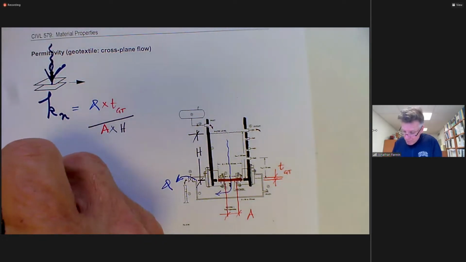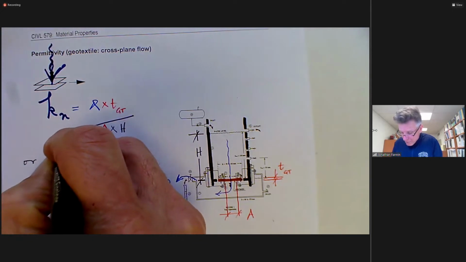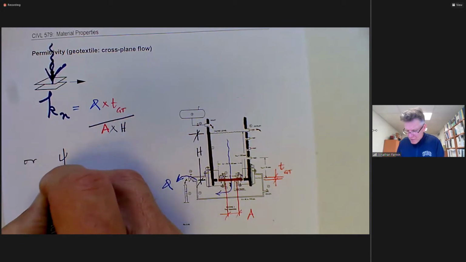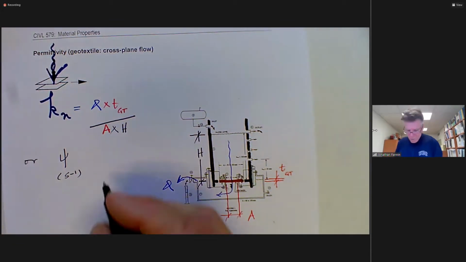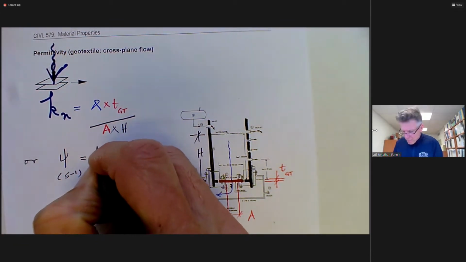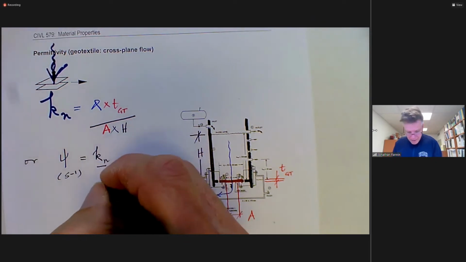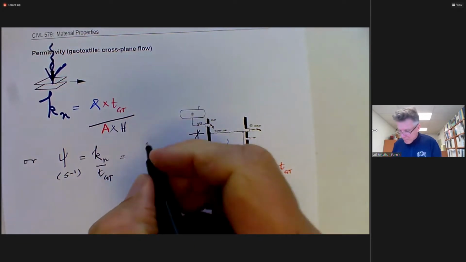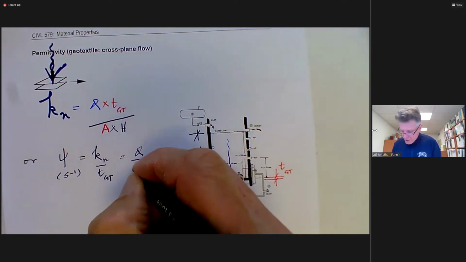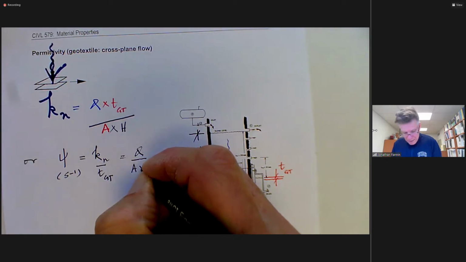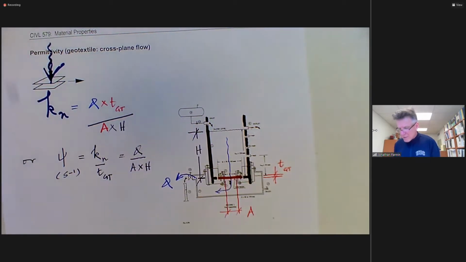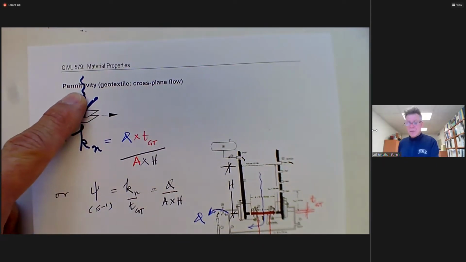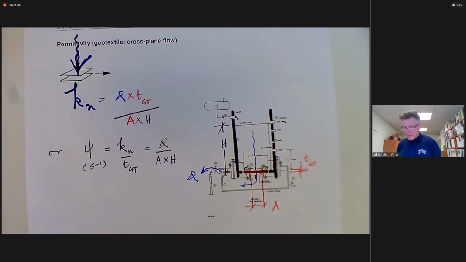So we'll probably see that reported as a value of permittivity. Thus, the units are a little strange. Seconds to the -1 is equal to Kn divided by the thickness of the geotextile, which is equal to Q A over H. And let's just leave that there for now as a definition of permittivity, the permittivity of the geotextile, defined by this value here.